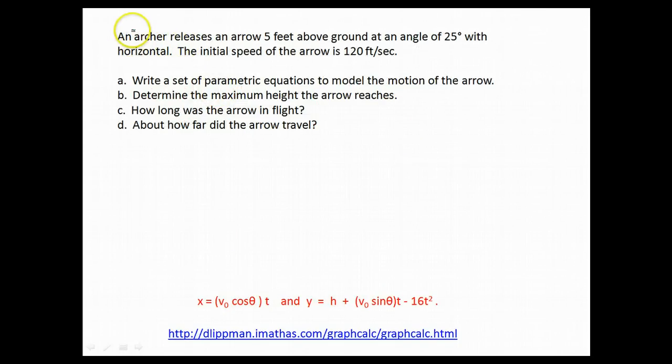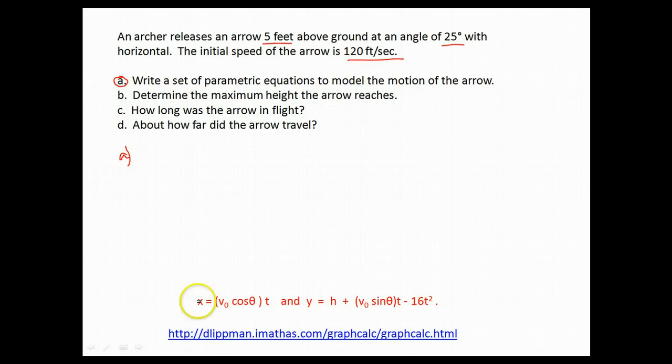All right, here we have one more example. An archer releases an arrow 5 feet off the ground at an angle of 25 degrees with the horizontal. The initial speed of the arrow was 120 feet per second. And again, our first job is to write a set of parametric equations to model the motion of the arrow.